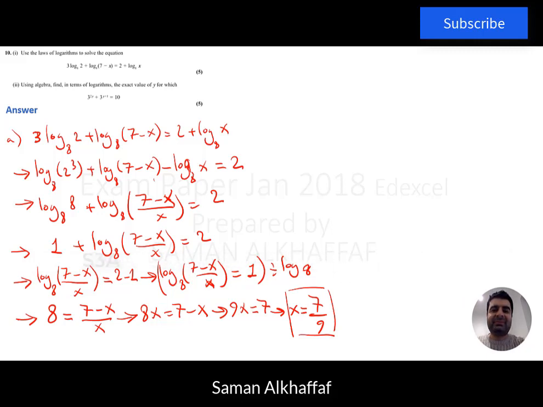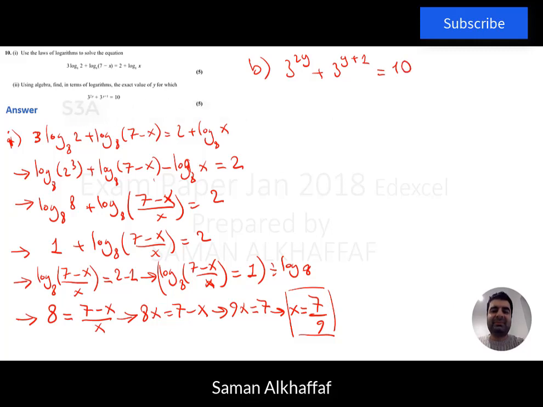For part B, using algebra, find in terms of logarithms the exact value of y for which 3 to the power 2y plus 3 to the power y plus 1 equals 10. So we're given the expression 3 to the power 2y plus 3 to the power y plus 1 equals 10.